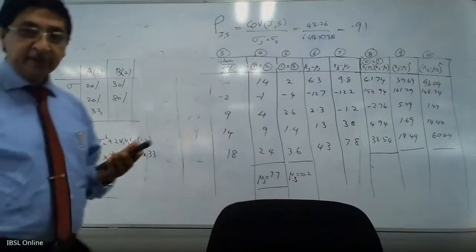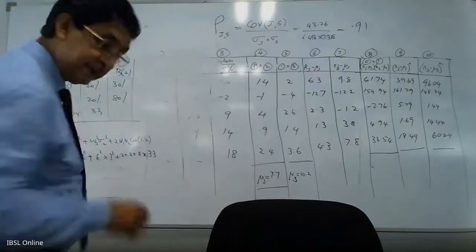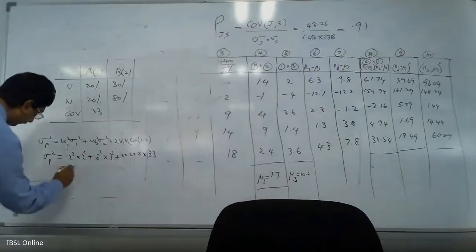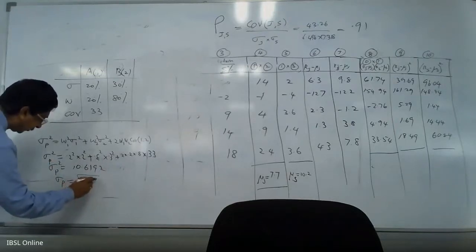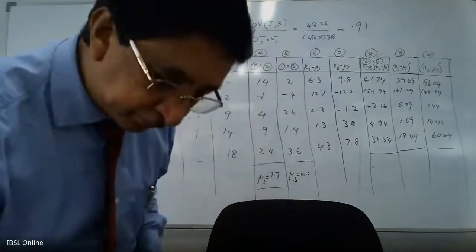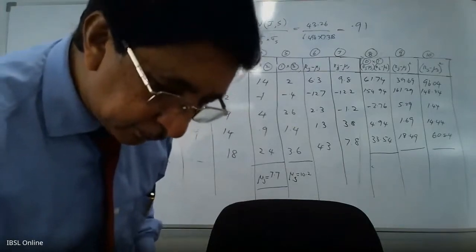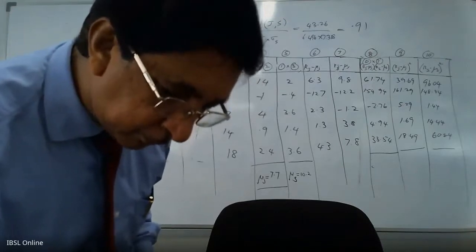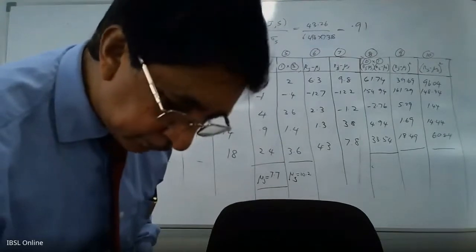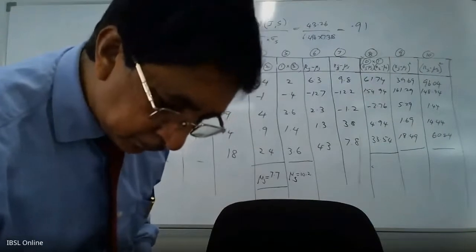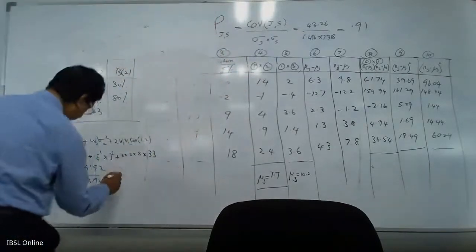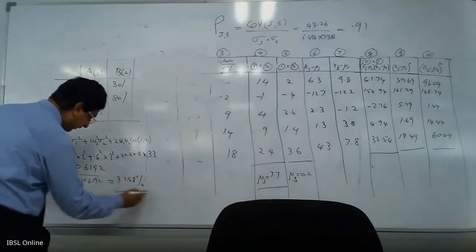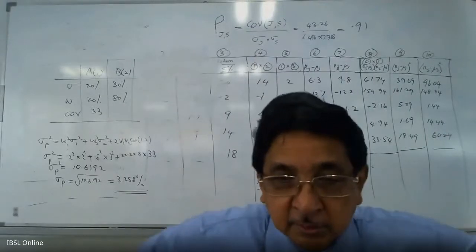So that comes to 10.6192. That is the variance. 10.6192 is sigma p squared. Then sigma p is equal to the square root of 10.6192. So we get the square root, 3.258. That is as a percentage. That is the standard deviation of the portfolio. Right. I think now it's okay.